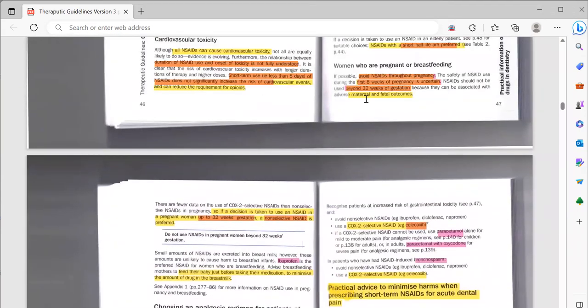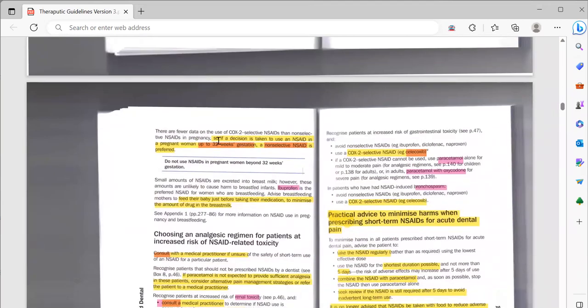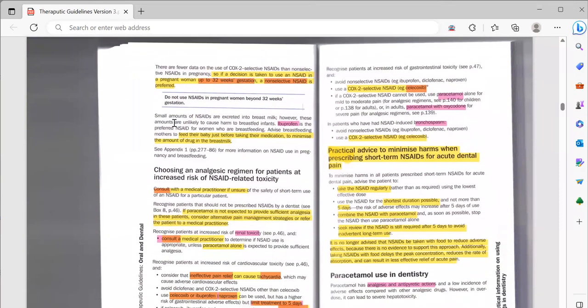So first of all, the best solution is to avoid all NSAIDs and only prescribe paracetamol. But if there is a certain condition where paracetamol is not really helpful and you need to prescribe an NSAID, then ibuprofen would be the better one, because with the COX-2 selective, which is celecoxib, there is not good data available.